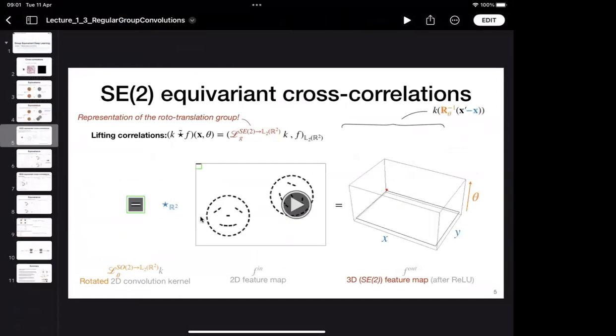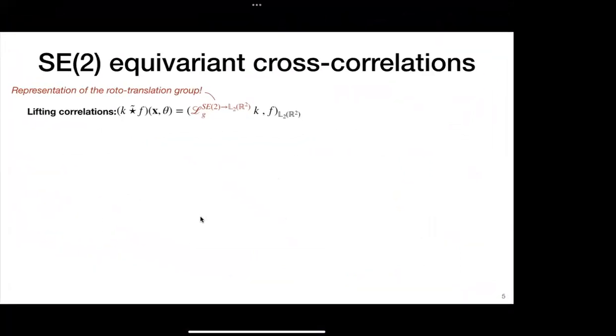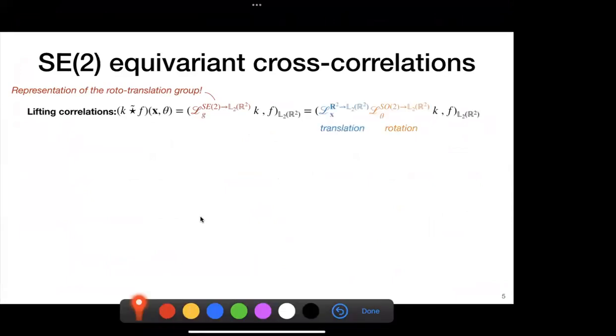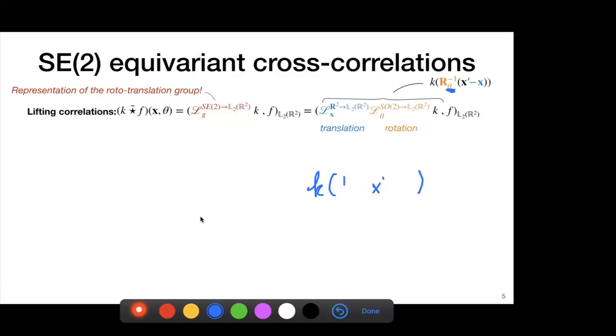So what's going on here is that we have this kernel, which is a function of x prime. Now, if I want to rotate it, I do need the matrix form, because it's parameterized with just this angle t, but it needs to act on this 2D vector. So that's this rotation matrix acting on that. And I also had the shift.